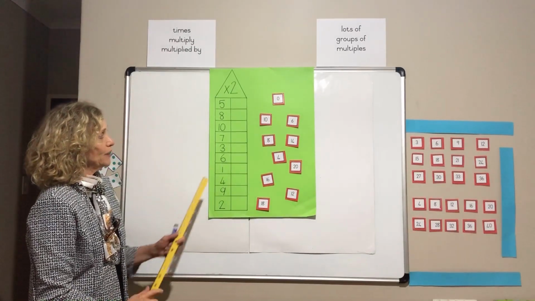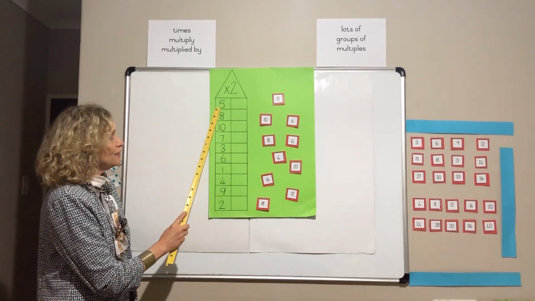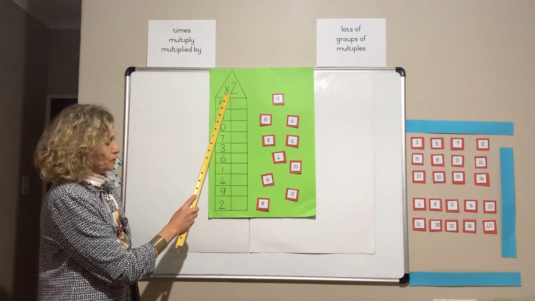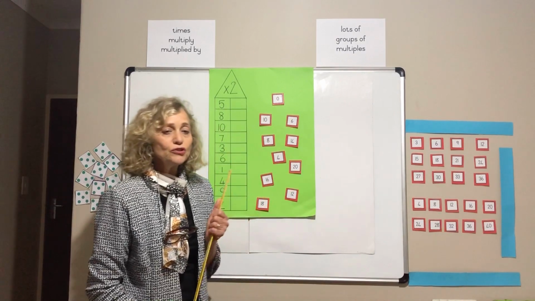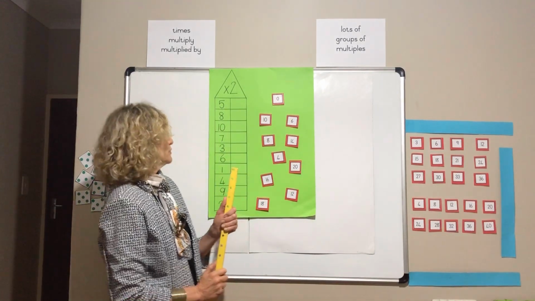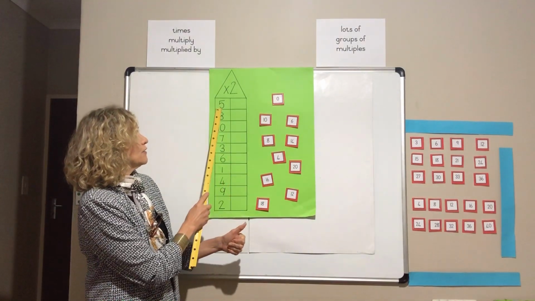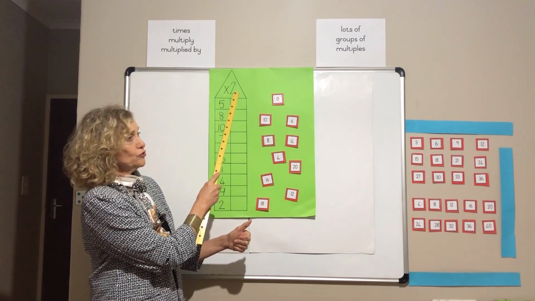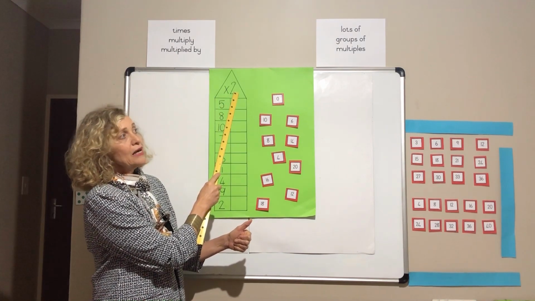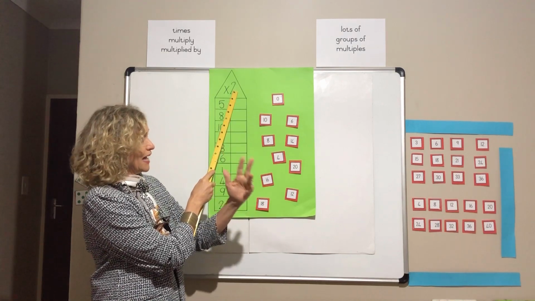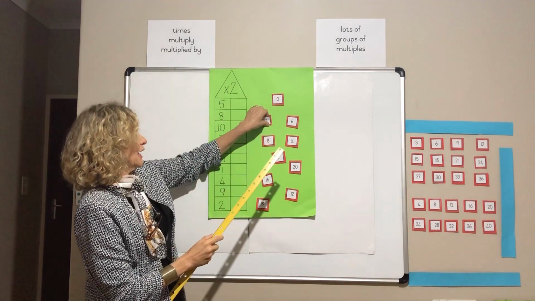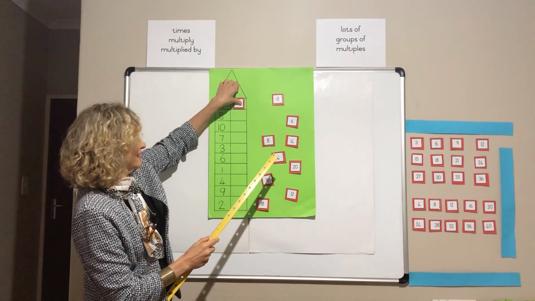So we're doing it like this. 5 times 2. Now, what does 5 times 2 mean again? Times 2 means groups of 2. So it is 5 times 2. That means 5 groups of 2. 2, 4, 6, 8, 10. And we put the 10 in.